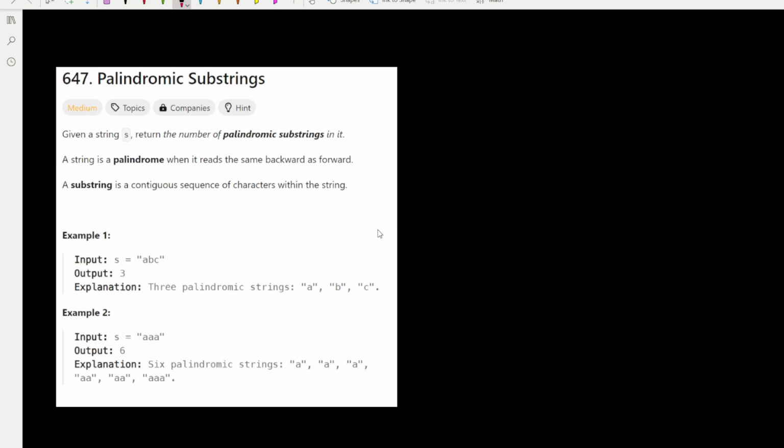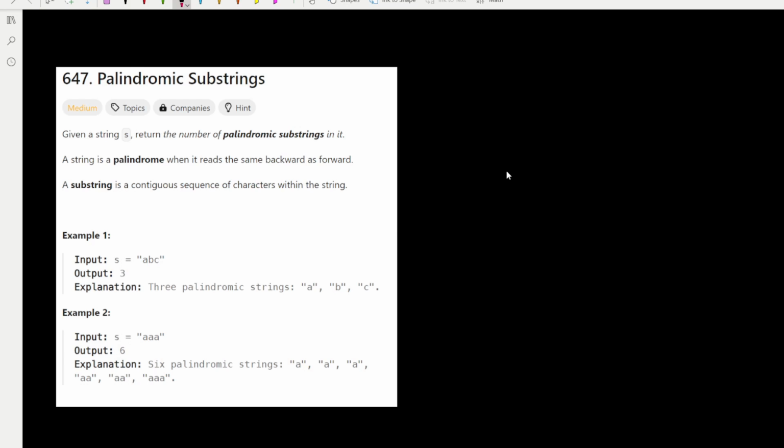Hello everyone, welcome back. Today we will look at question 647, which is palindromic substrings. Given a string S, we want to return the number of palindromic substrings in S. So the first question would be, what is a palindrome?